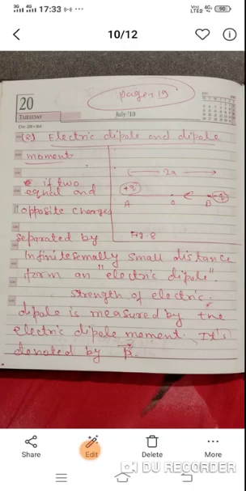Now read the next para, students. The strength of an electric dipole is measured by the electric dipole moment. It is denoted by small p, with a vector sign. You can understand, students, it is a vector quantity. So on this first page I explained to you the electric dipole and dipole moment. Further I will tell you the direction of the electric dipole moment and other important topics.